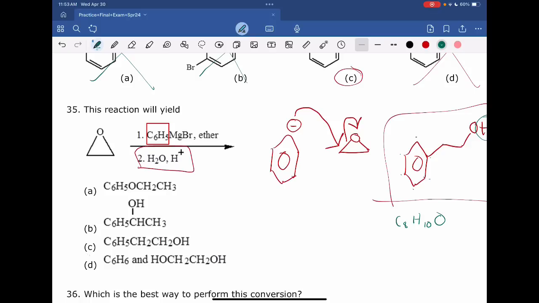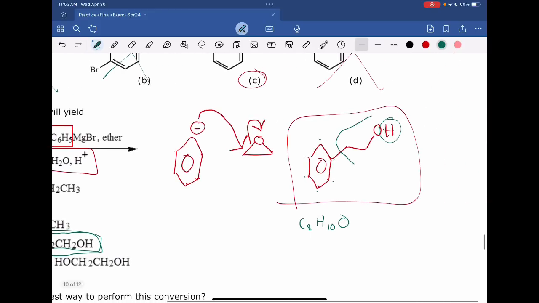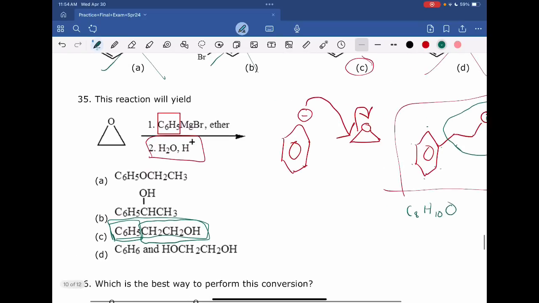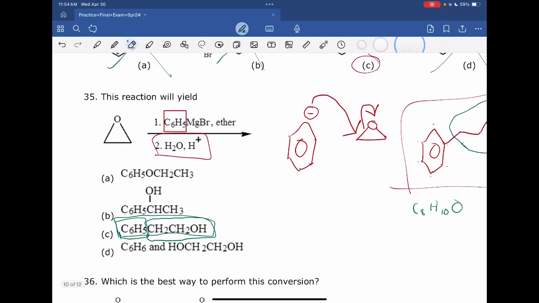It is C. It's C. This is the benzene, and this is attaching it to essentially this ethanol. So it's C, and it's the same formula that I just drew.